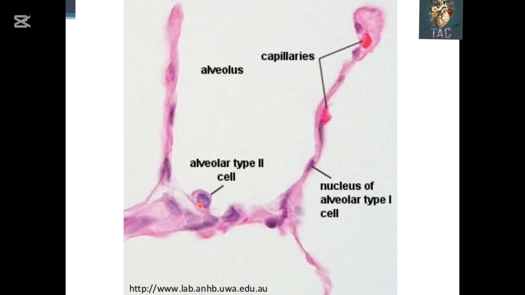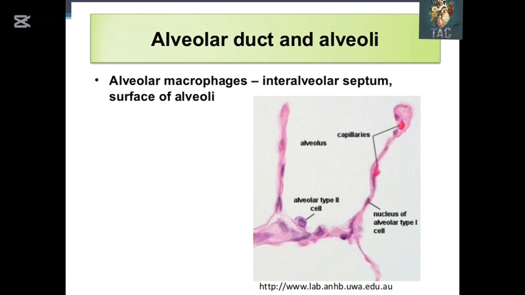Although the number of the two cells is equal, because of the differences in size, type 1 cells cover nearly 97% of the surface area. So here you can also see the alveolar duct and the alveoli which are present. This one is the alveoli and is lined by the type 1 alveolar cell and the type 2 alveolar cell. And this area is the alveolar septum, the interalveolar septum.